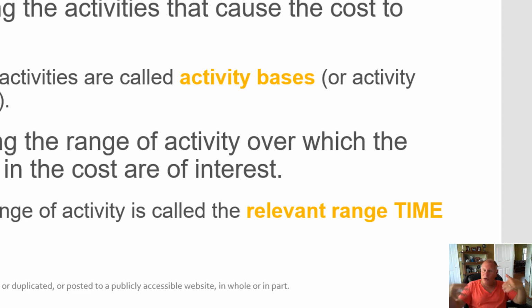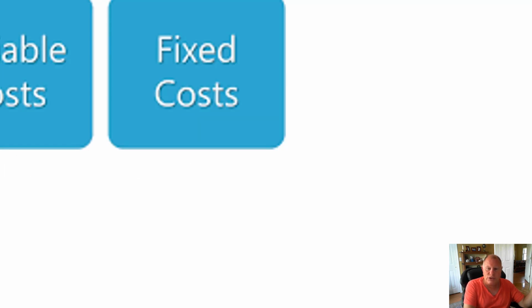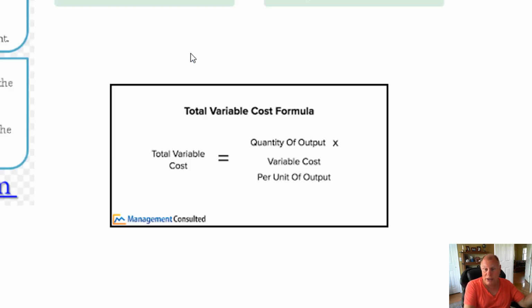Because on a long-term basis, everything is variable. But we want to look how they behave within a range, which we define. So we look at these elements of cost behavior: fixed cost, variable, and mixed costs. So when we look here, let's just start with this one up here.